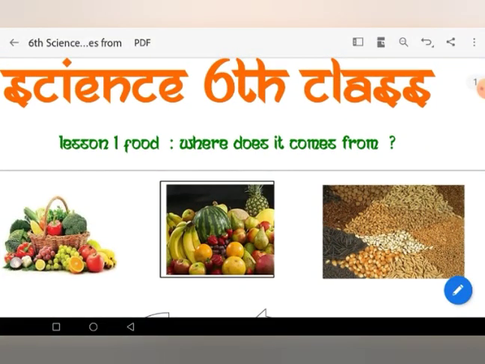if we consider these pictures, the one thing that will reflect in our mind is that all these products, all these things are edible things. You can eat them all. What do you mean by edible things? The edible things are those things which we can eat. So all these things shown here in this picture are edible things. And another common thing is that we get all these from the plants.